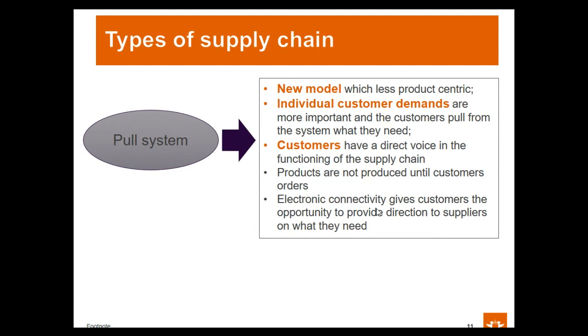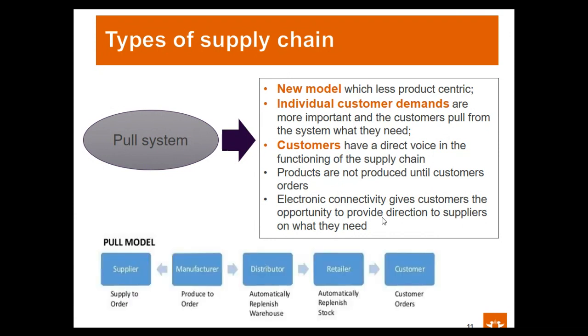So the electronic connectivity gives customers the opportunity to provide direction to suppliers about what they need and what they want. Okay, so within a pull system, we start from this side where the customer order really filters through into the rest of the supply chain. So once a customer places the order, this is filtered through.